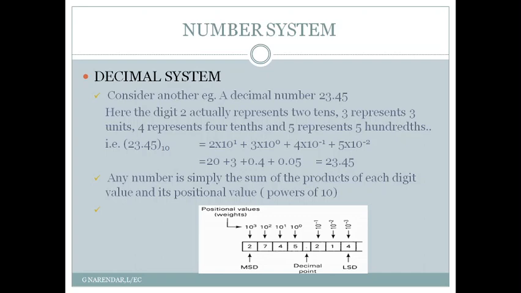And you can see that in the given example, the digit 4, at the extreme right, has a position value 10 power minus 3. So this is the position with the least position value, so it is called the least significant digit. And if you observe the extreme left, you can see the number 2 position, and this is the position with a position value of 10 power 3. So the number 2 is called the most significant digit.